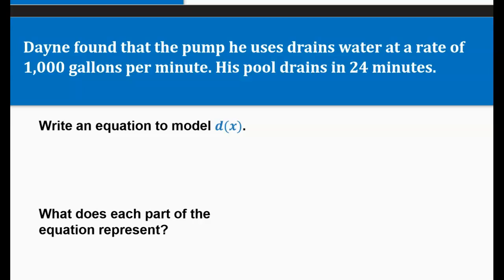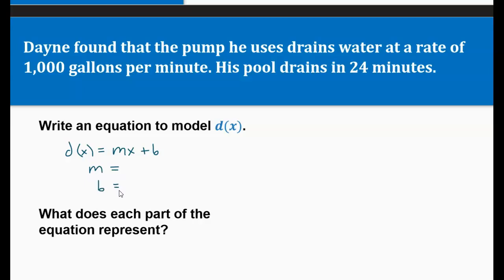Well, let's think about what this equation might look like. We're going to have d of x equals something. And we did see that this is a straight line, right? So what equation do we use to model a straight line? We have a form for it, a linear equation. This is going to be mx plus b, good old slope-intercept form. And we have m and b that we need to fill in.